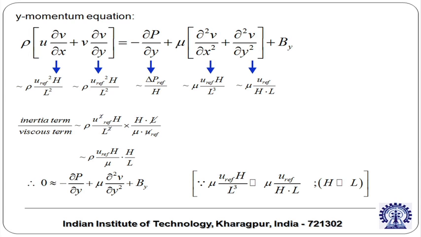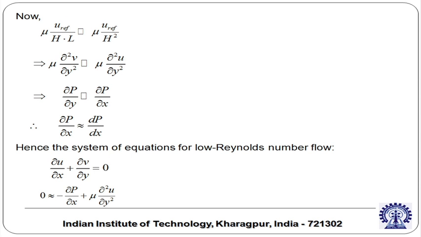Then the Y momentum equation has also yielded the same form as that of the X momentum equation. We have detailed on the board how that is possible, and then by comparing the corresponding terms, we figured out that del p del y is much much less than del p del x. So, in place of del p del x, we can write dp dx. If we do that, then the system of equations for low Reynolds number flow comes out to be del u del x plus del v del y equal to 0, and 0 is approximately equal to minus dp dx plus mu del 2 u del y 2.